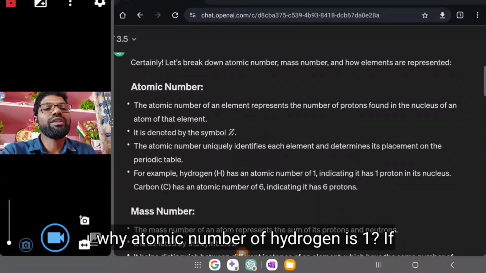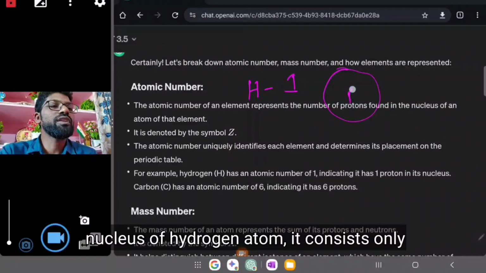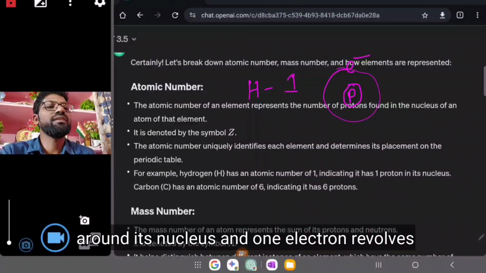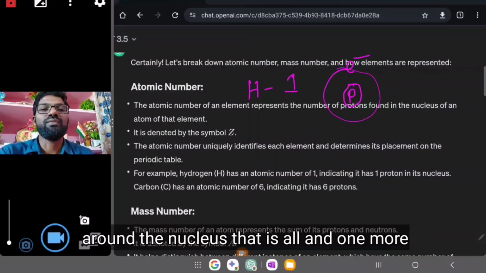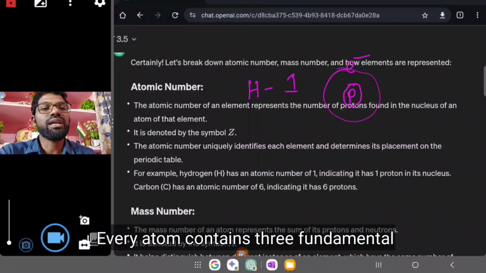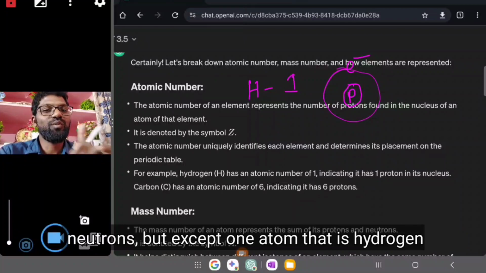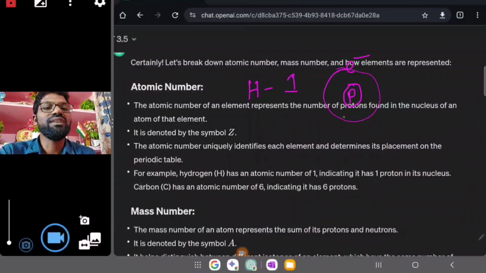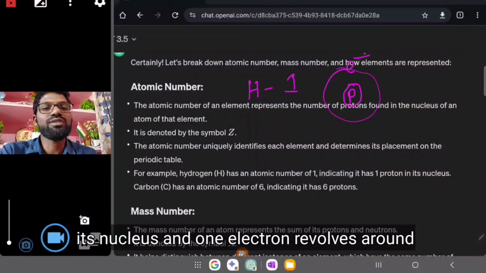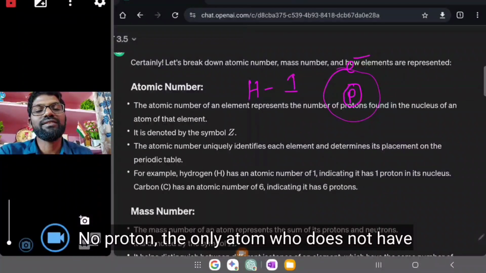See, why is the atomic number of hydrogen 1? If you consider this a hydrogen atom, this is the nucleus of the hydrogen atom. It consists of only 1 proton inside its nucleus and 1 electron revolves around the nucleus, that is all. And one more interesting point is, as I said, every atom basically contains 3 fundamental particles: electrons, protons and neutrons, but except one atom, that is hydrogen. Hydrogen has only one proton inside its nucleus and 1 electron revolves around its nucleus, that is all.